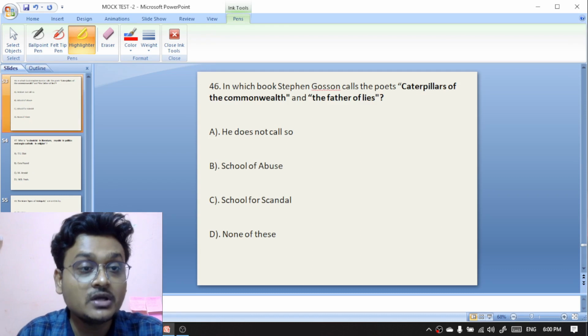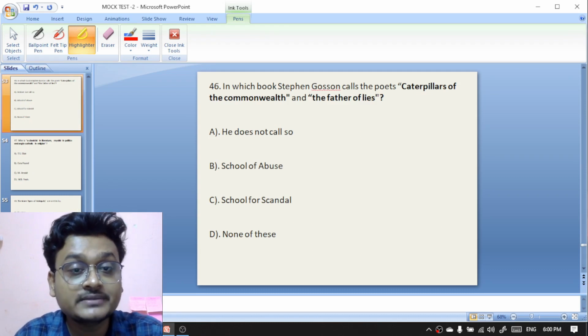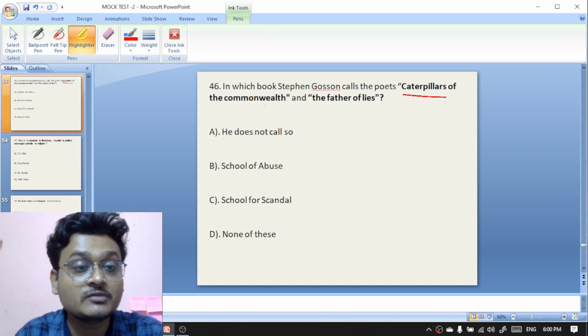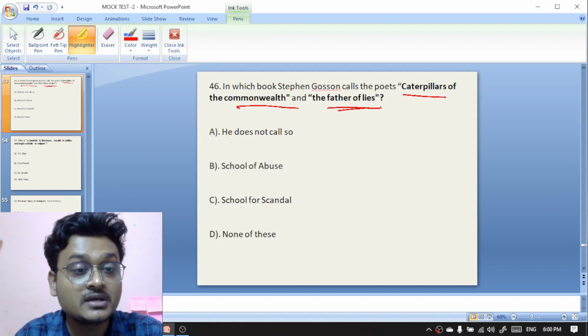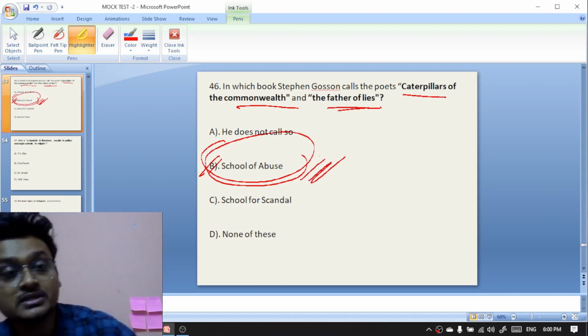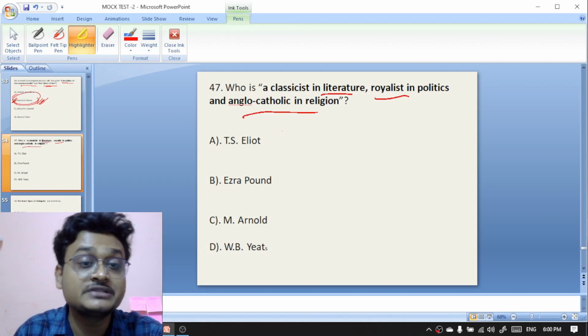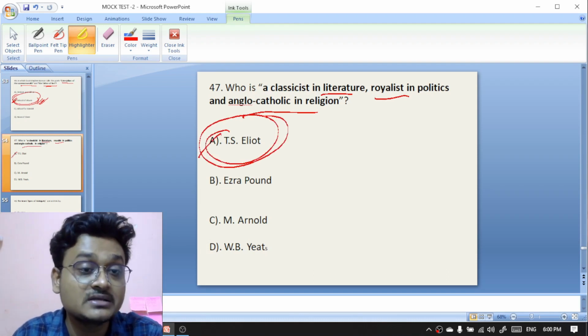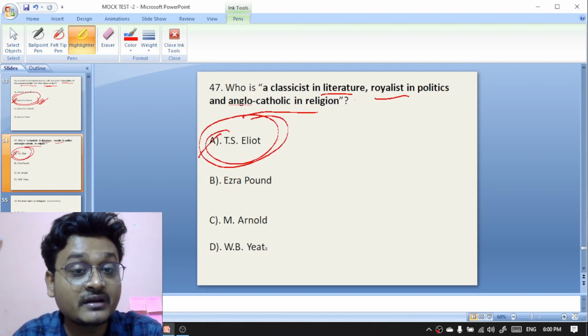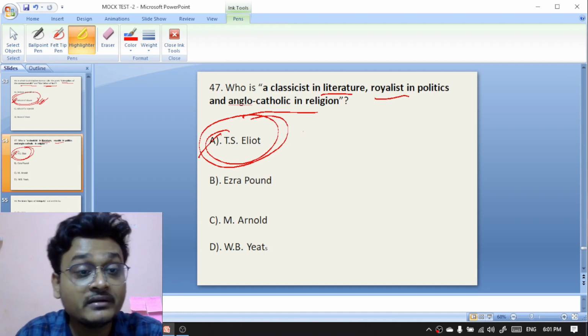Next question. In which book does Stephen Gosson call poets the caterpillars of the Commonwealth and the father of lies? It is The School of Abuse. Next question. Who is a classicist in literature, royalist in politics, and Anglo-Catholic in religion? It is T.S. Eliot. T.S. Eliot said, I am a classicist in literature, royalist in politics, and Anglo-Catholic in religion.